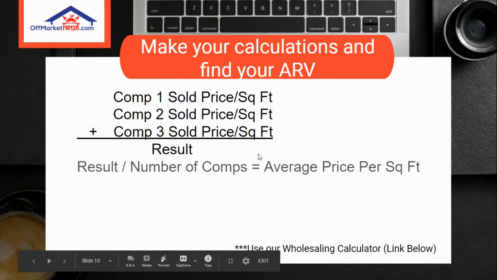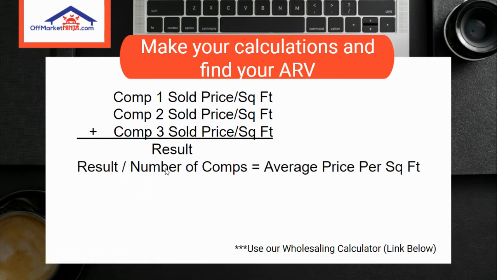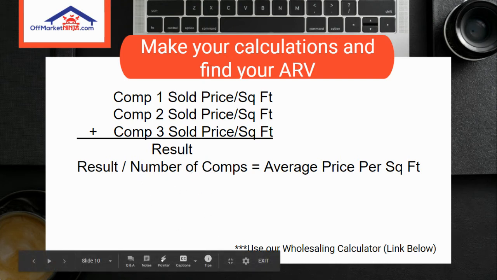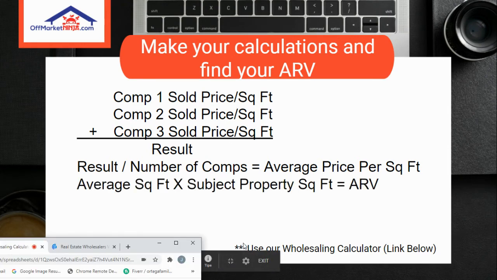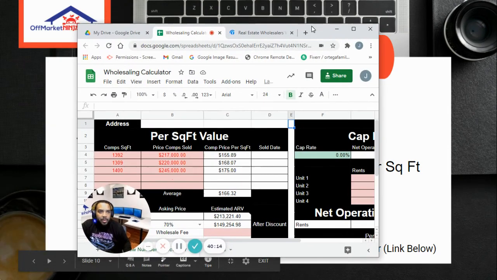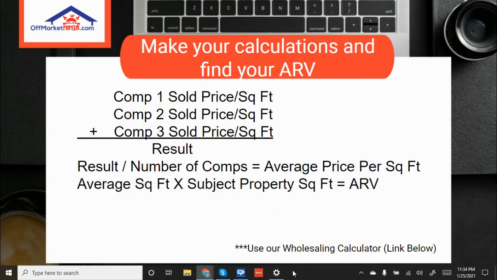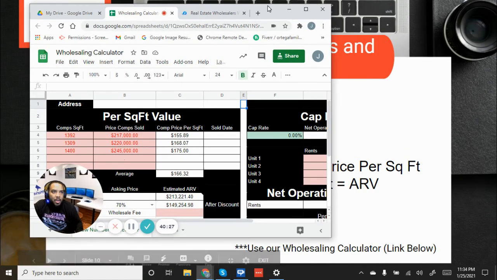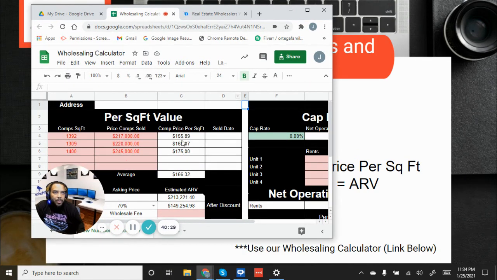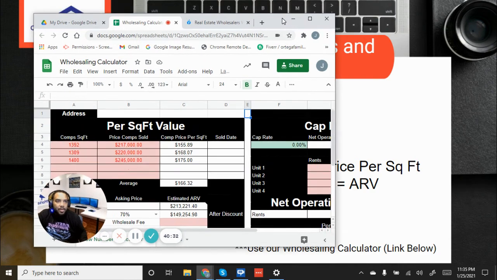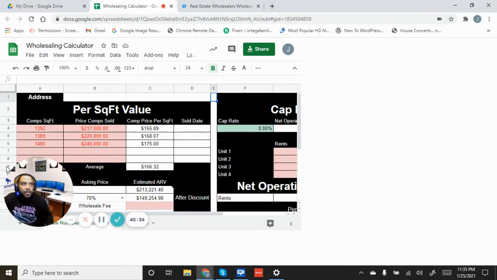So that result, you divide it by the number of comps. 1, 2, 3, 3 comps. So we take that result, whatever it is, and we divide it by the number of comps. It's gonna give you the average price per square foot, right? Then we take the average, which in this case will be 166.32, the average of these properties. 166.32, and let me take my ugly mug out of here.